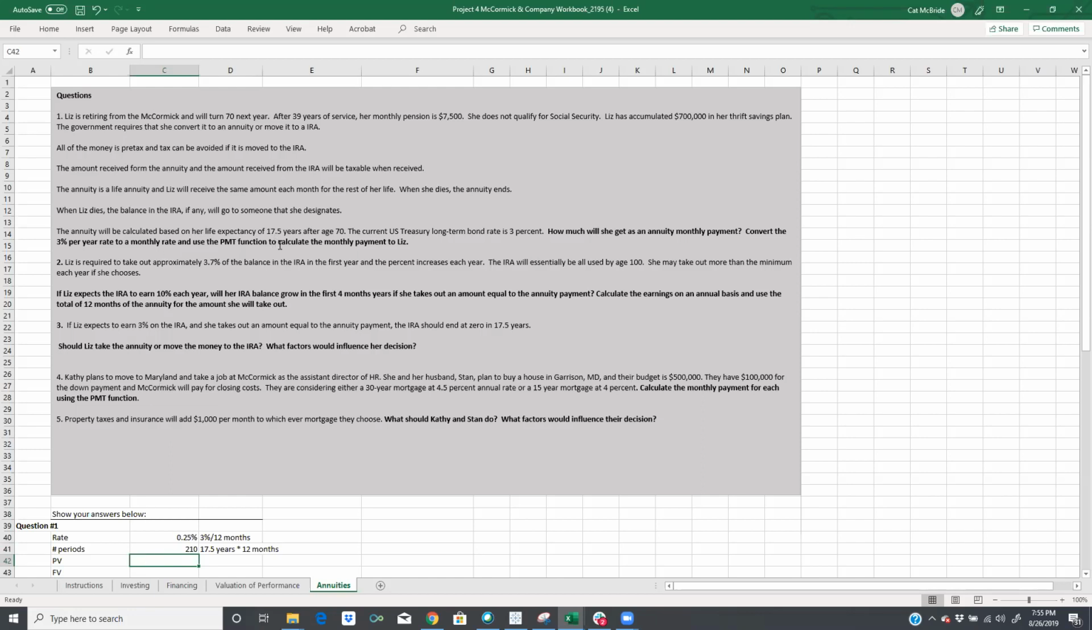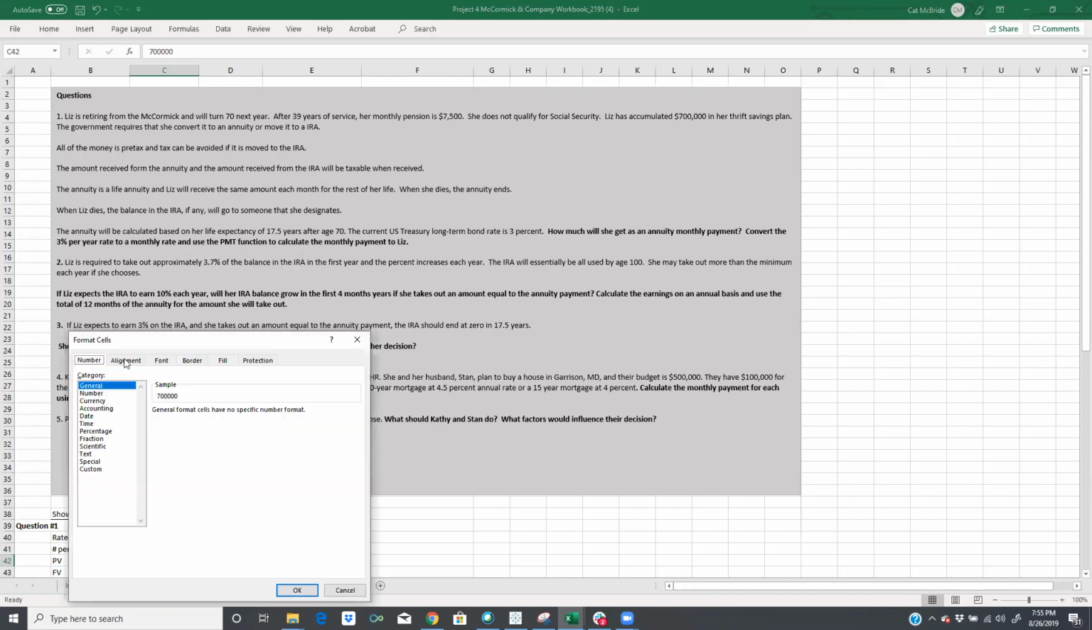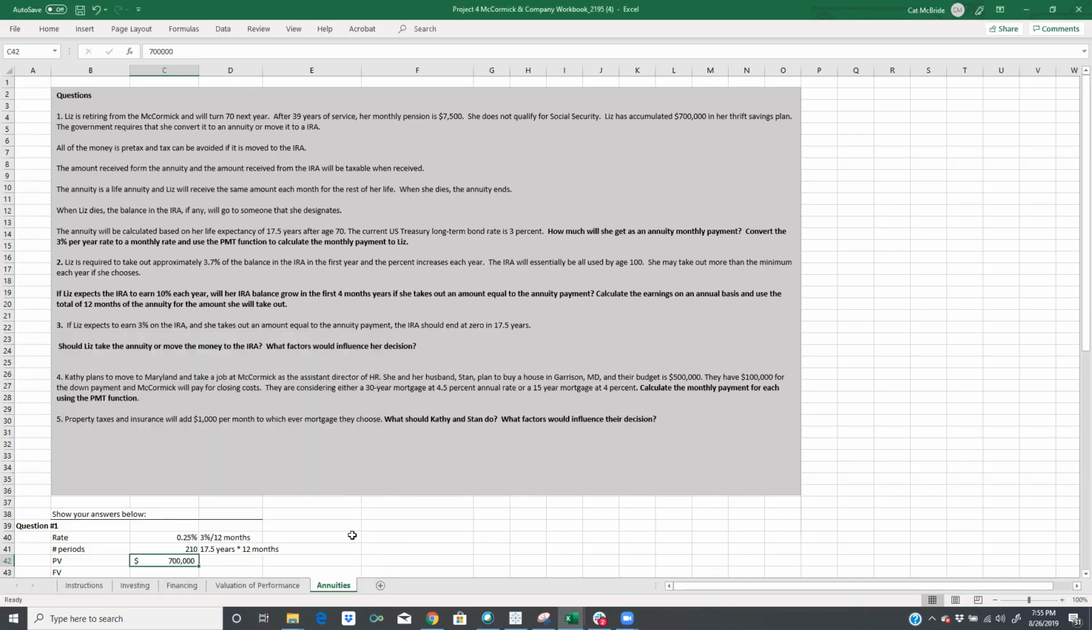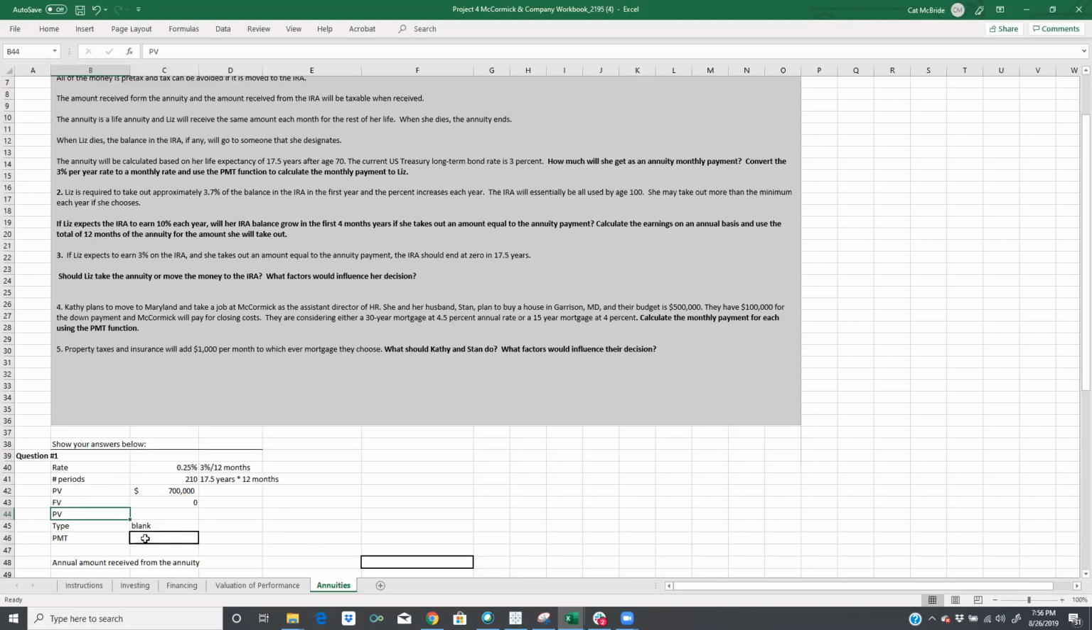Okay, the present value is going to be $700,000. Where did I see that? Right here. She's accumulated $700,000. So right now today, she has $700,000. I'm going to go ahead and format that too, because I'm picky about formatting. Okay, so she started with $700,000. The future value, we're not worried about right now. We want to know the payment. I don't know why I got two present value lines there. Okay, so we want to know the payment.